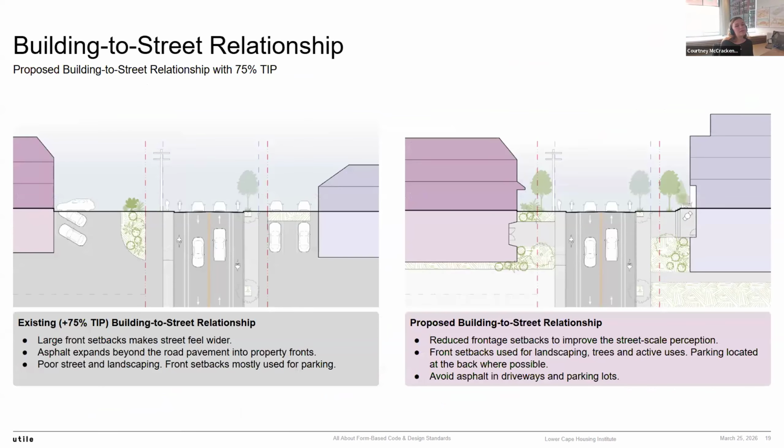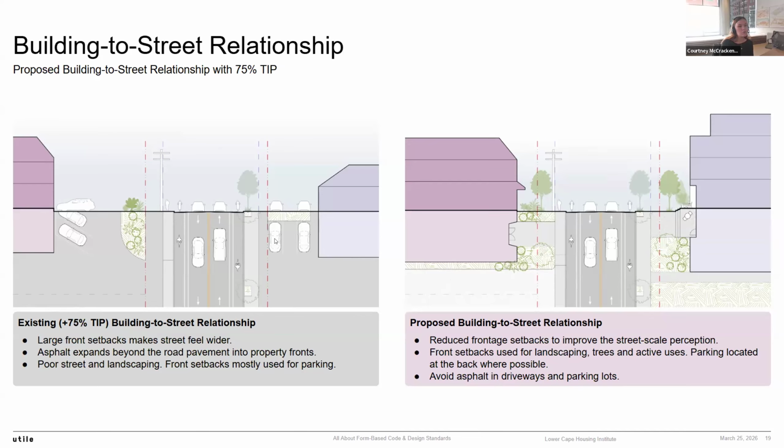And then thinking about the building to street relationship. As I was saying earlier, the transportation improvement project is starting to introduce new bike lanes and sidewalks. But we realized again that the existing conditions created buildings that were significantly set back from the road because of the parking in the front. It creates this poor relationship from the buildings to the street, and there's not much landscaping going on.